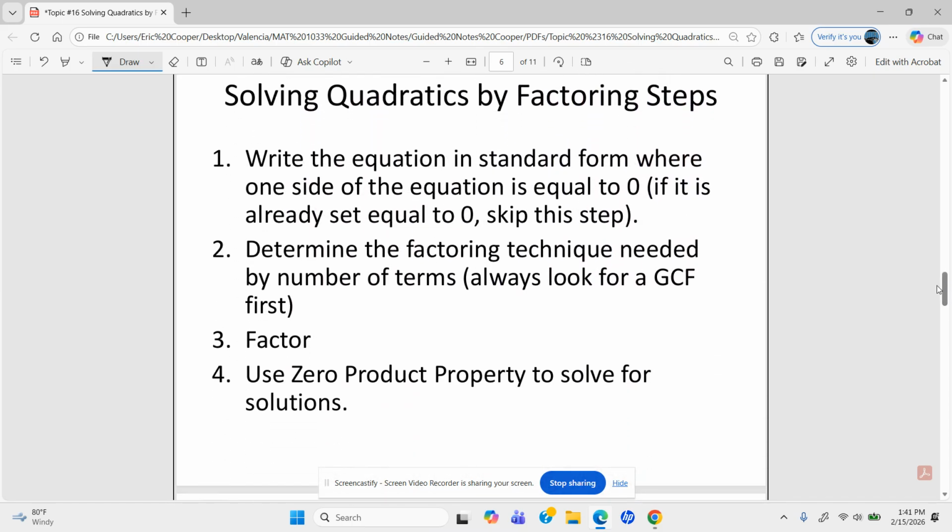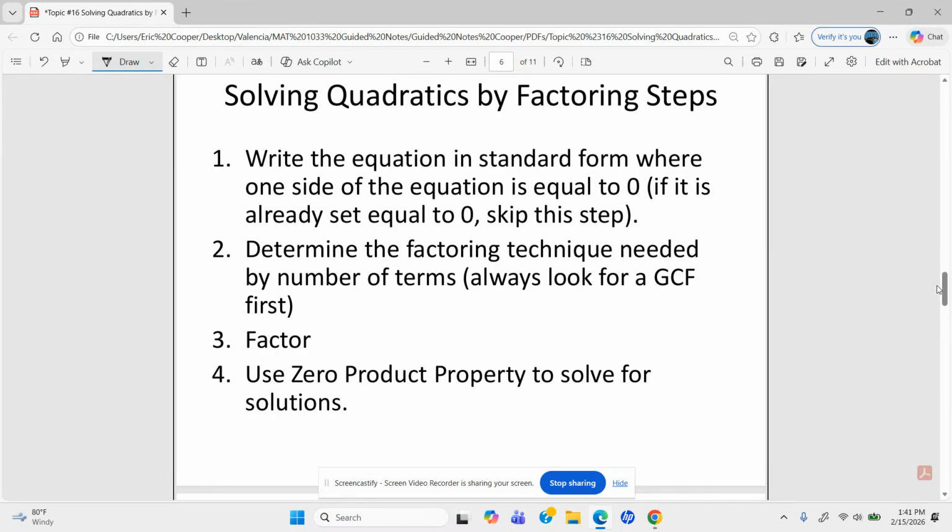So how do we solve quadratics by factoring? First, we're going to write the equation in standard form, where we put one side of the equation equal to 0. If it's already equal to 0, you can skip this step. We also want to make sure, as we do this, our polynomial is written in descending order, meaning we'll put the highest exponent first and work our way down to the lowest exponent or the constant. We'll then from there need to determine the factoring need by looking at the number of terms. So this is where we'll ask how many terms do we have and what type of factoring technique could we use.